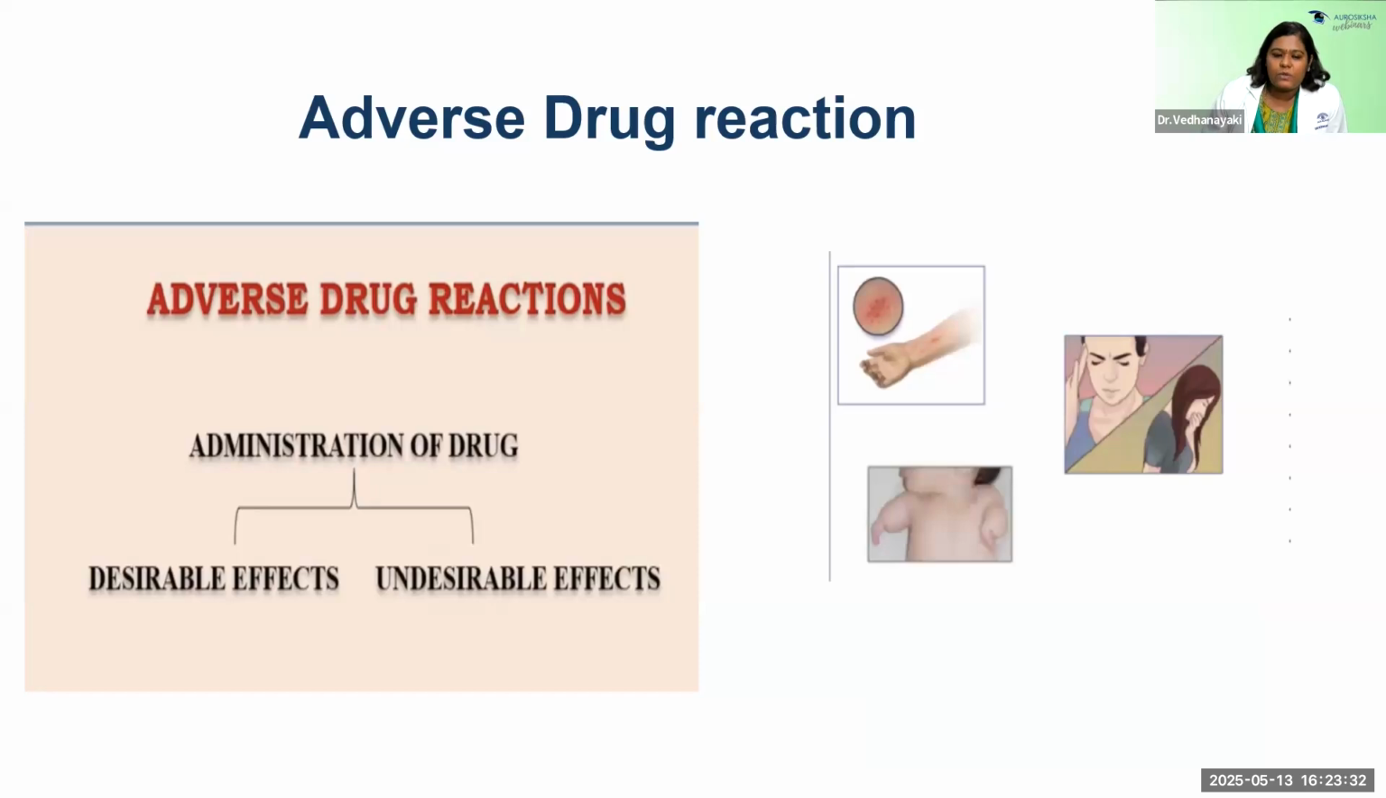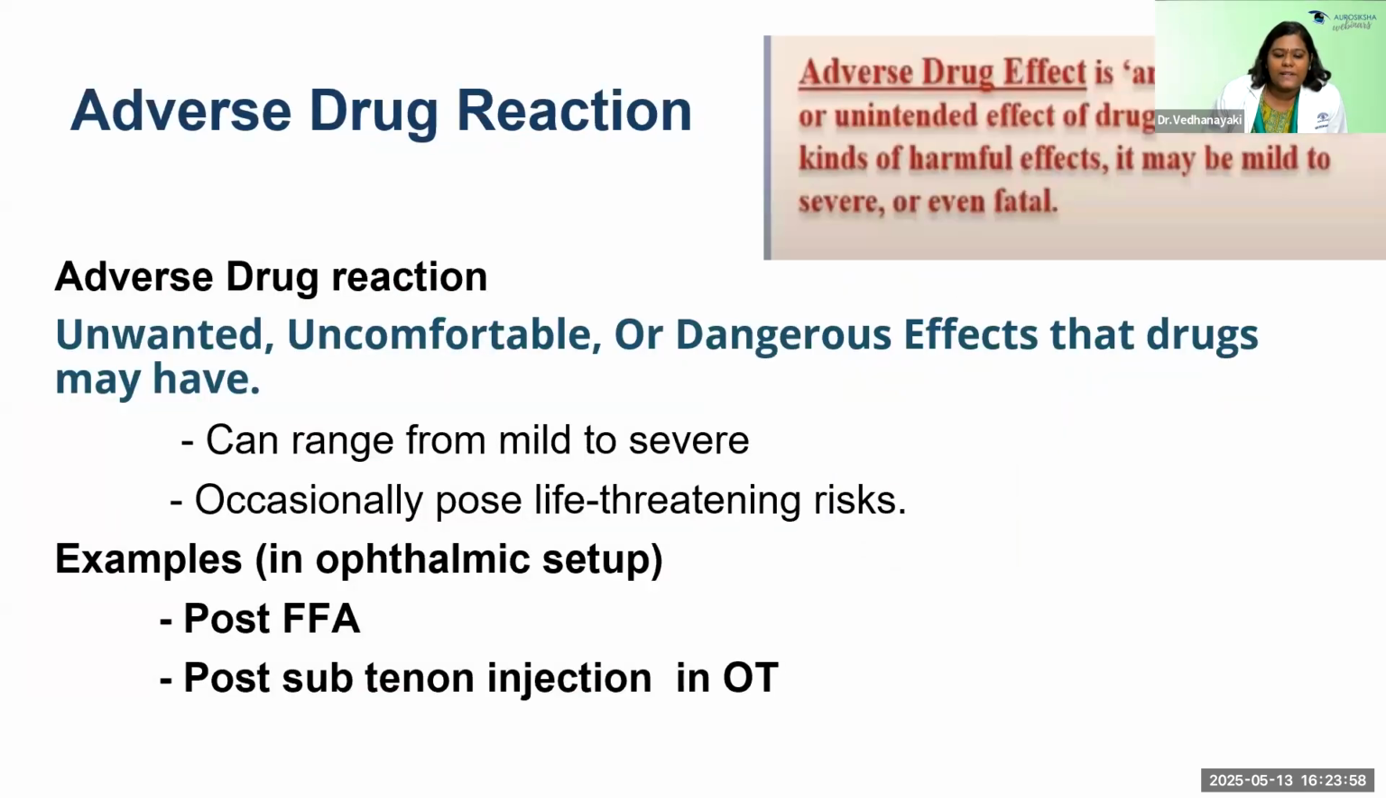The undesired effect, which we call an adverse drug reaction, may be something as mild as headache, nausea, vomiting, rashes, or allergy at the site of injection, or something very severe like a teratogenic effect. A teratogenic effect is something a newborn child gets because we have given a drug to the pregnant mother. So the adverse drug reaction can be simple or very severe. It is defined as an unwanted, uncomfortable, or dangerous effect that drugs may have. It may be mild or severe, and in a few cases it may even be life-threatening.